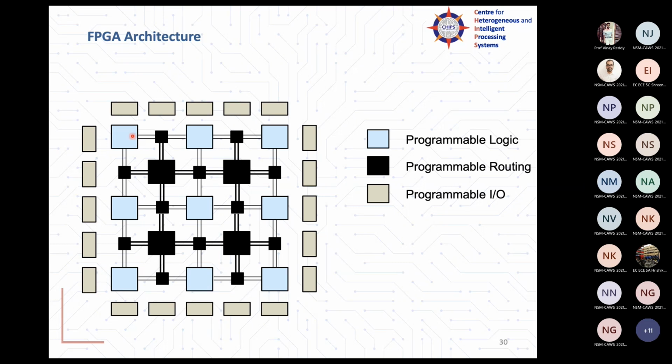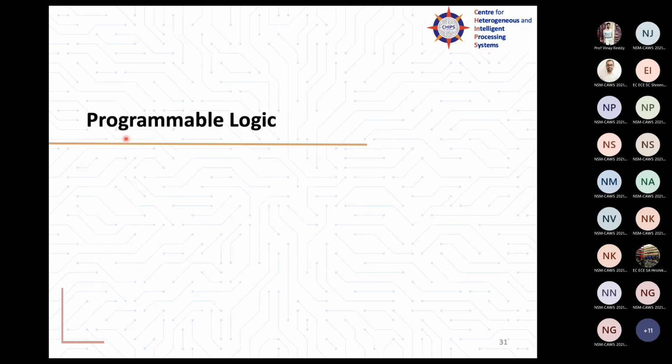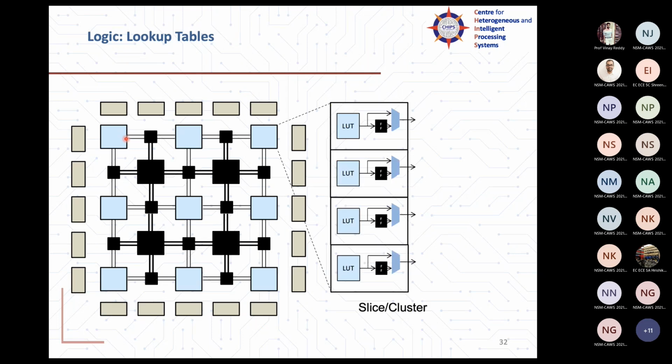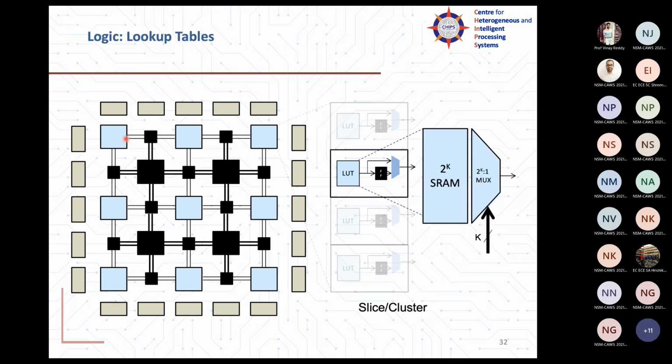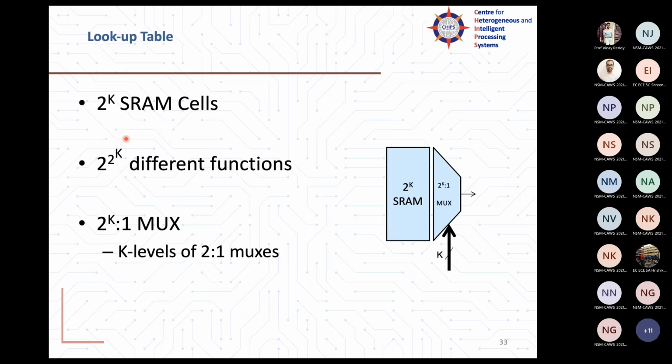Right. So programmable logic. What does it mean? Programmable logic is mainly made up of what are called lookup tables. They are memory-based functional units where each lookup table is nothing but an SRAM connected to a multiplexer. By use of this structure, you are able to implement any function. So if it's a k-input lookup table, you can map any k-input function.